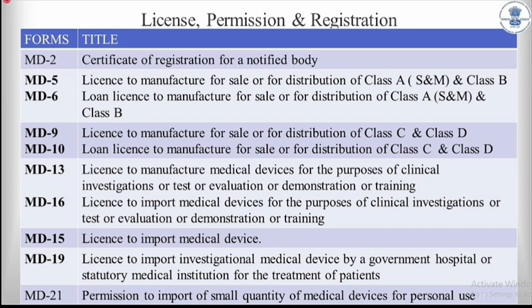Form 21, this is also a special kind of form. If somebody wants to bring a medical device while they are flying from one country to another in their personal baggage, they can do so by obtaining an MD21. It's a permission to import a small quantity of medical device. When they are applying for these applications, the application should be accompanied by the prescription from a registered medical practitioner.